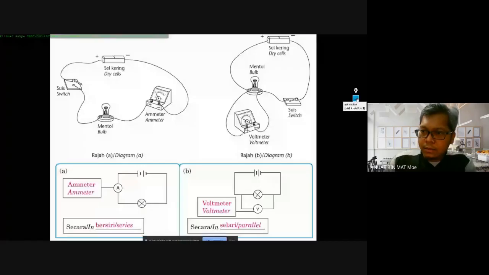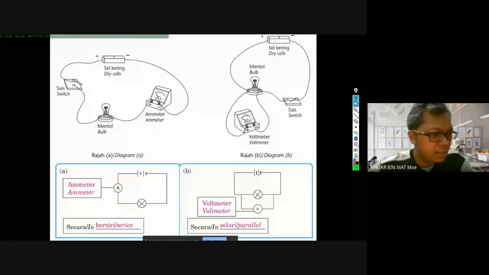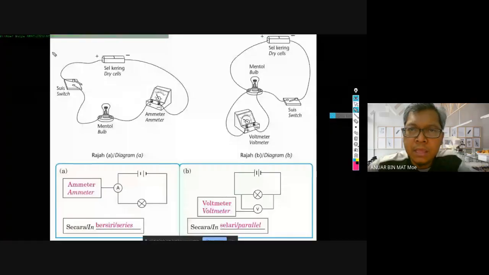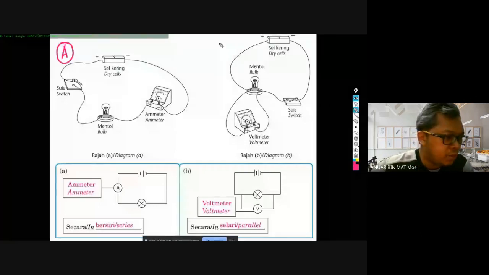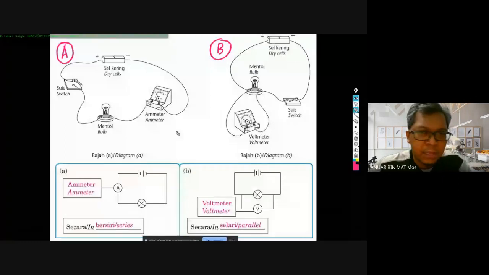Can you see the display over here? Can you see the diagram, the picture? We have two types of diagram here. The first is what we call a picture diagram. Diagram A over here, and then diagram B. This is what we call a picture diagram.